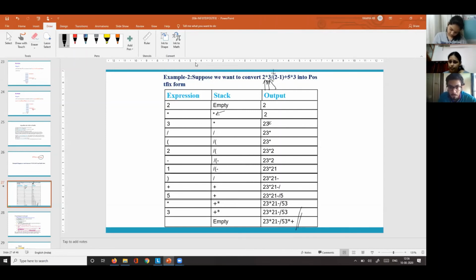Next, you have a right parenthesis coming. So what will you do? You will pop everything from the stack until you meet the left parenthesis. So what will happen? Minus will come outside, and the left parenthesis will go home. Now you have only division left inside the stack.